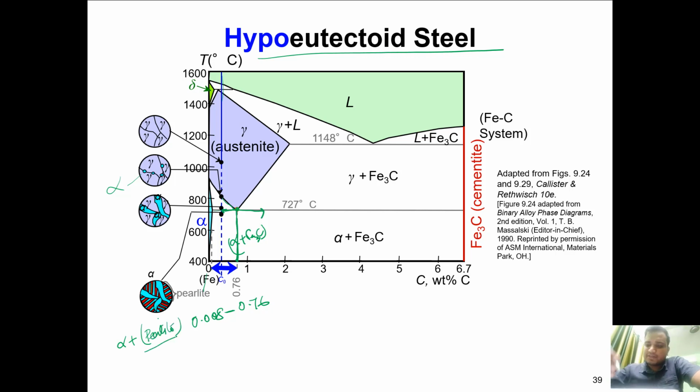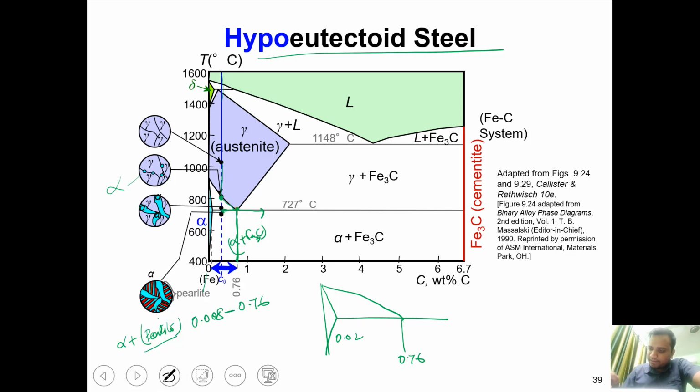So what happens when we do the cooling? Here, if you see, I am drawing it in a broader way: this is 0.76, this is 0.02, right? Now we are doing the cooling. At this point we have gamma, and at this point the alpha starts to precipitate. What is the composition of the alpha which starts to precipitate? It will be this, right? Again we do the cooling, so this alpha will be of this composition, and gamma will be of this composition.